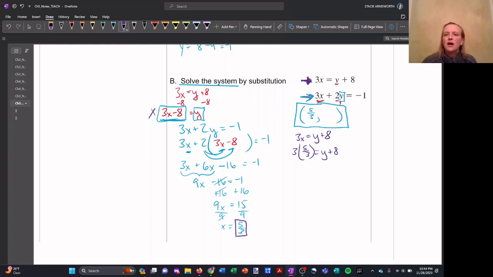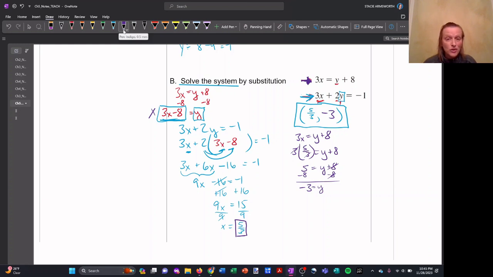All right. To solve for y, we want to get y all by itself, but remember to simplify first. I've got a multiplication problem here that I can take care of. 3 times 5/3 is just 5. And we can now subtract 8 from both sides of the equation to get y all by itself, and y equals -3. So now I have a complete ordered pair.